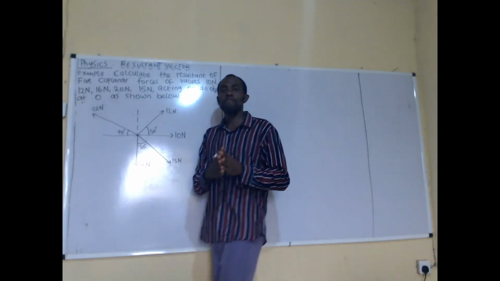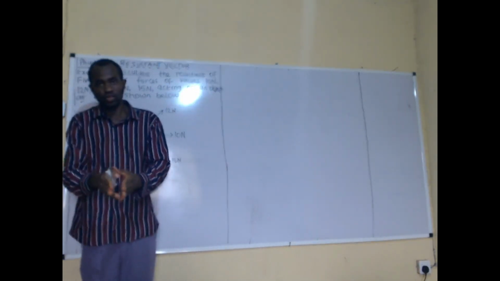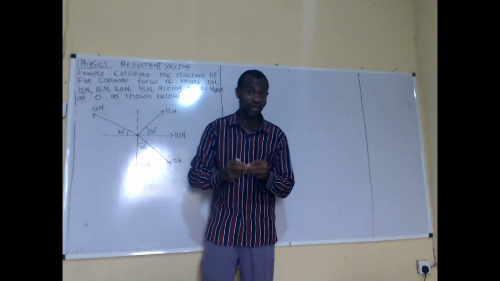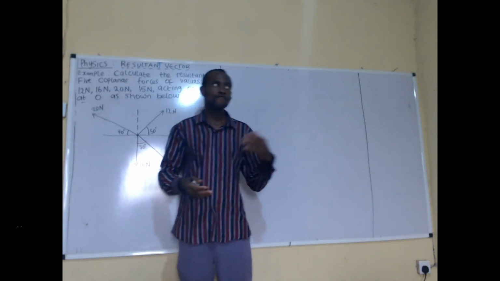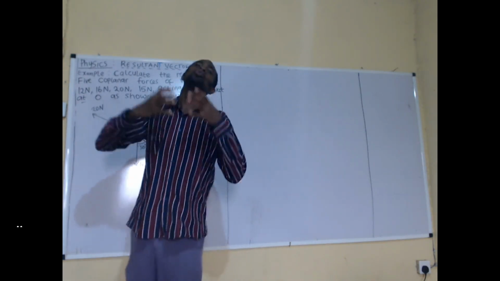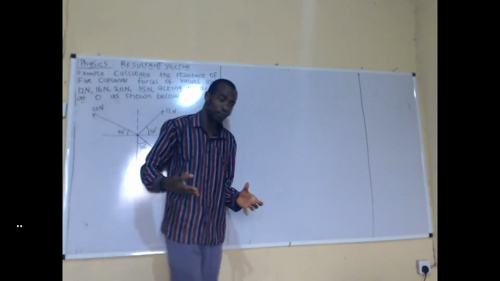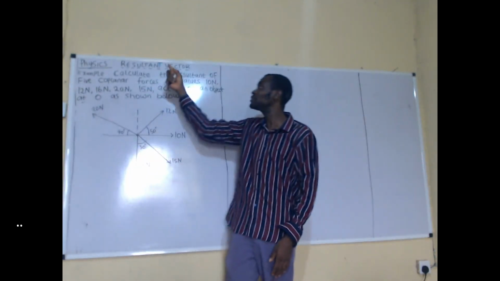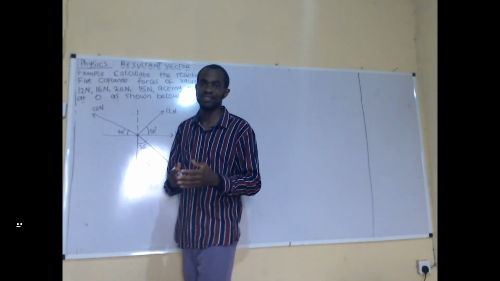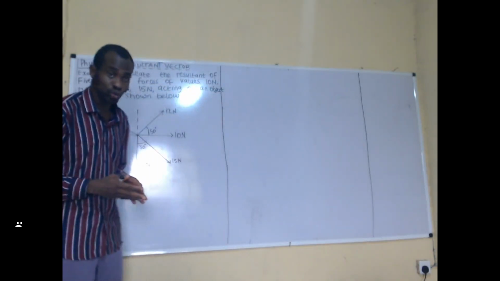If you have more than two vectors acting at a point, three, four, five, and so forth, and you wish to sum them up to get their resultant vector, how do you go about it? That is what we want to do.